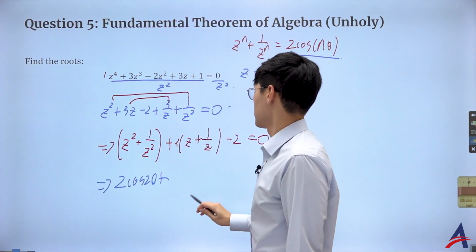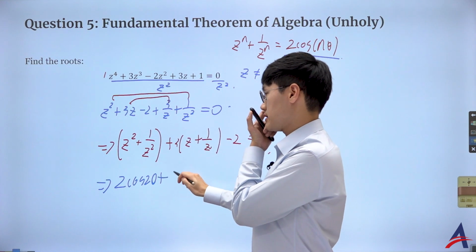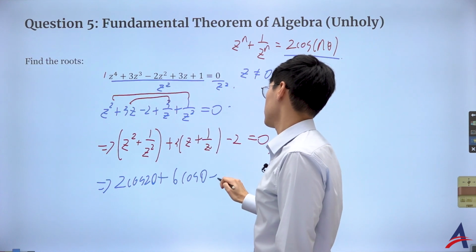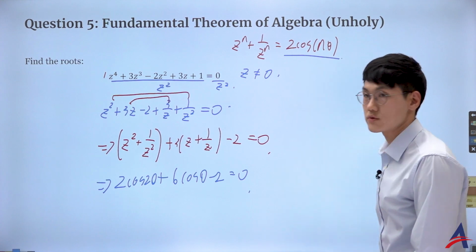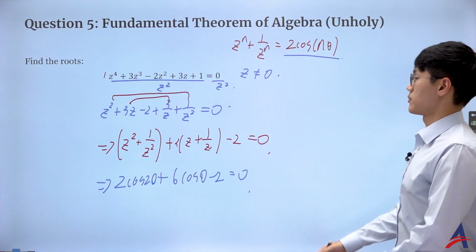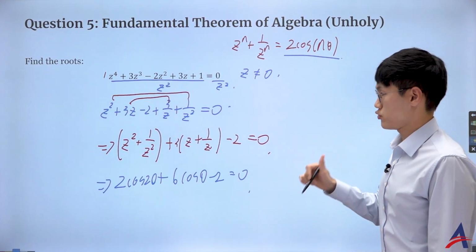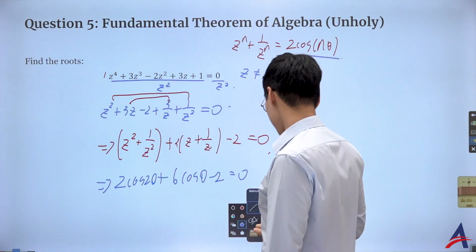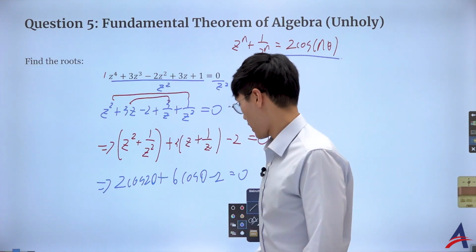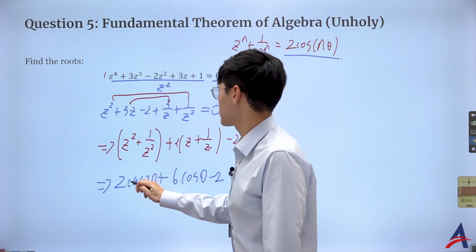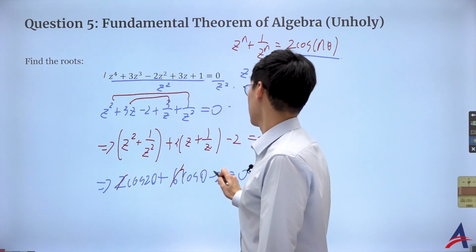Plus for that one, it's going to be 6 cosine theta minus 2 is equal to 0. That is great. Now it became a trigonometric equation with the even coefficient, so maybe I will reduce it further by dividing by 2 on both sides. That is great. That becomes 1, 3, 1.